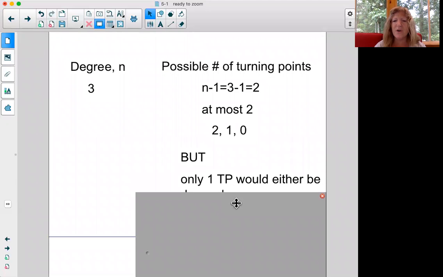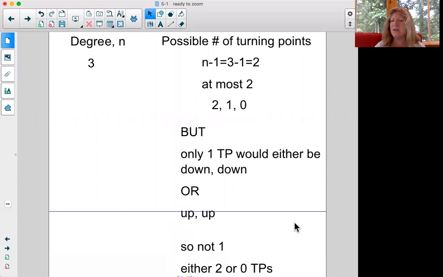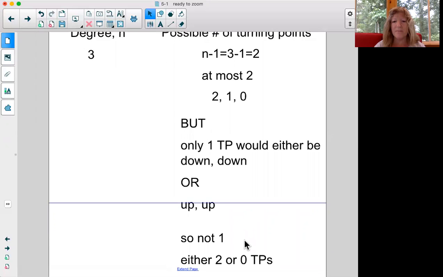But if it only had 1 turning point, then the end behavior would be either up, up, or down, down. So we could never say that a degree 3 polynomial had just 1 turning point. But we could say that a degree 3 polynomial could have 2 turning points and have the right end behavior, or it could have no turning points and just be a pivot. If it was degree 3, we know it wouldn't be linear.